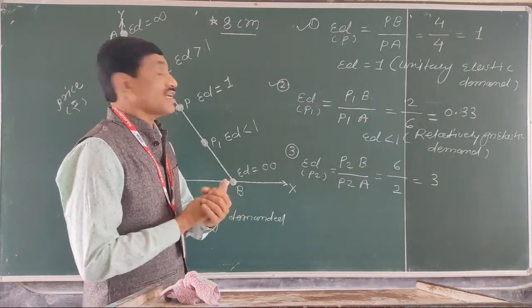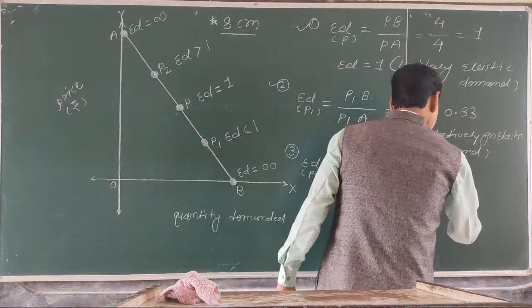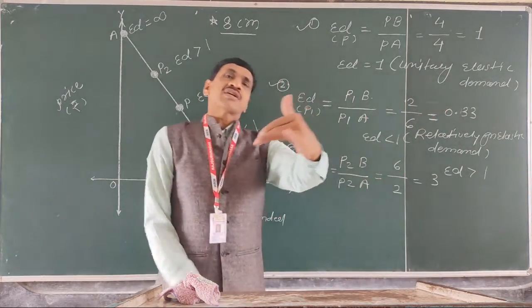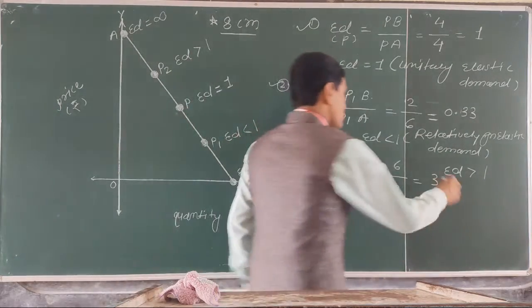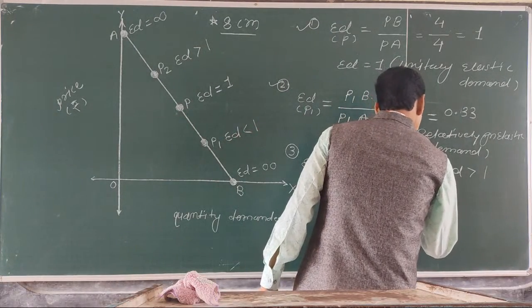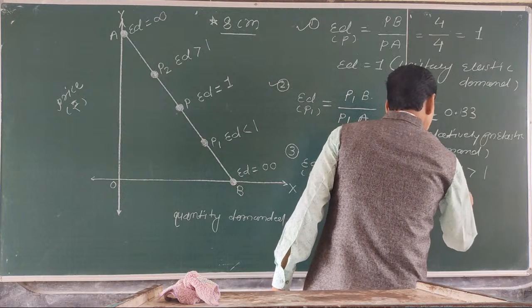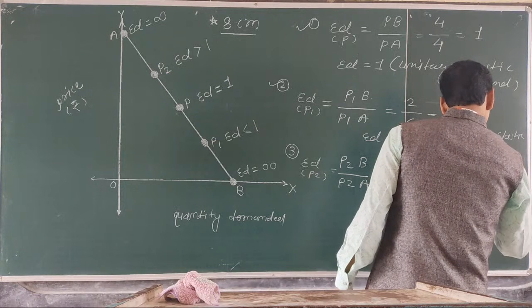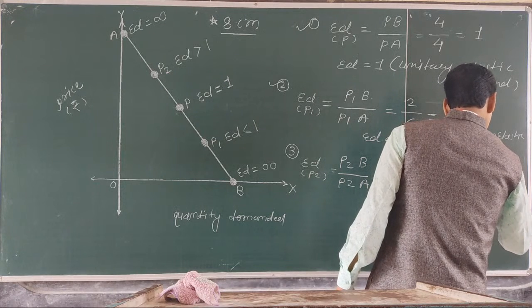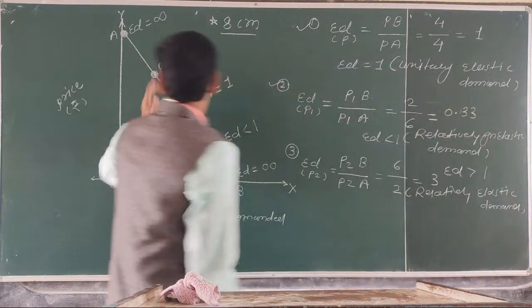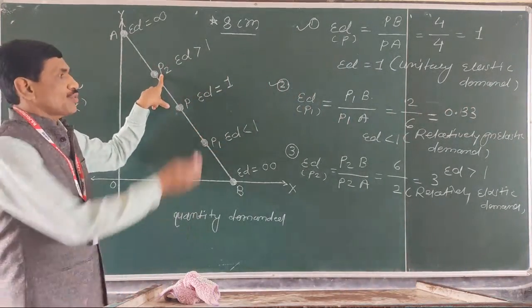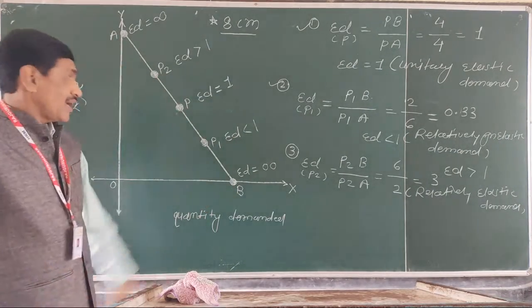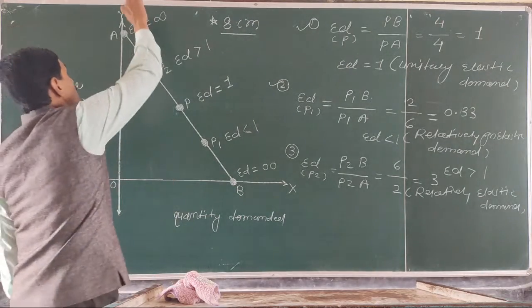The answer 3 is greater than 1, so ED is more than 1. So here it is relatively elastic demand, meaning more than 1, at P2. So what is the formula? P2B upon P2A.